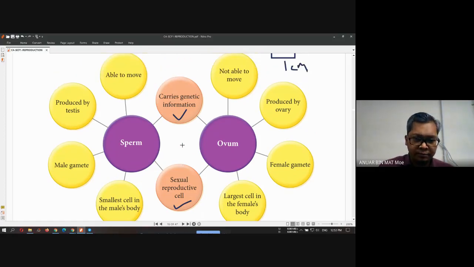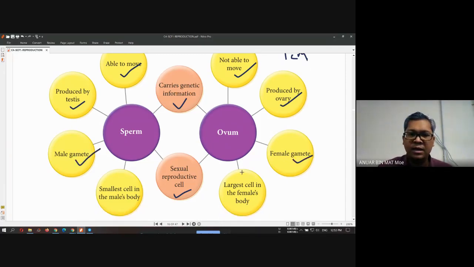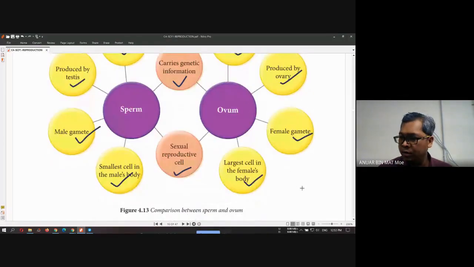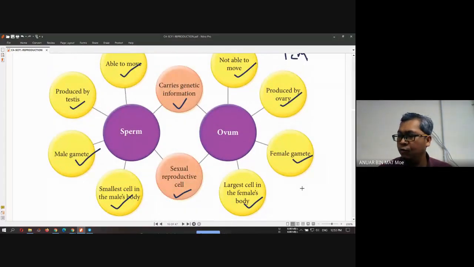So what is the difference? Sperm able to move, ovum cannot move. Sperm produced by testes, ovum produced by ovary. Sperm is the male gamete, ovum is the female gamete. And then sperm, smallest cell in the body, ovum is the largest cell in the body. Make sure you understand these two very important cells in reproduction. In reproduction, we call it reproductive cell, or we call it gametes. Gametes. Can you understand the whole situation here, the whole topic? Can you understand it? Yeah. Okay, very good. Right.